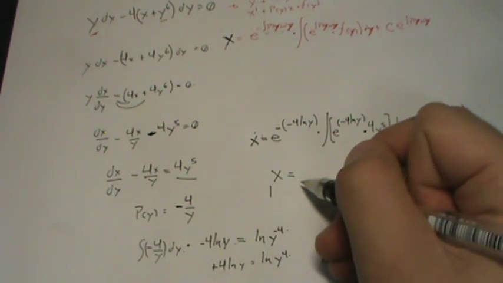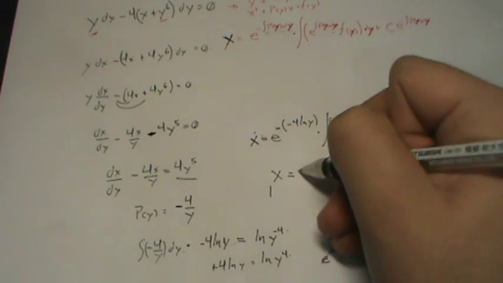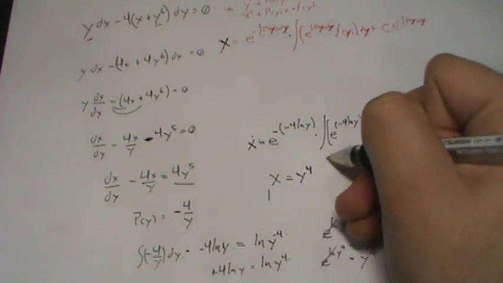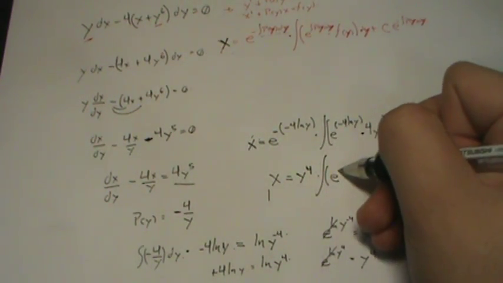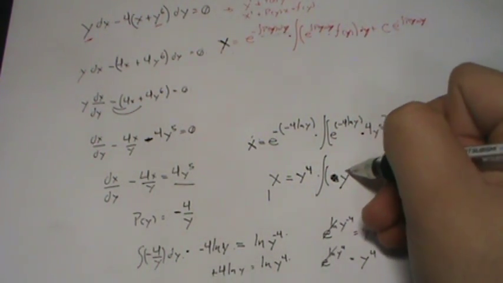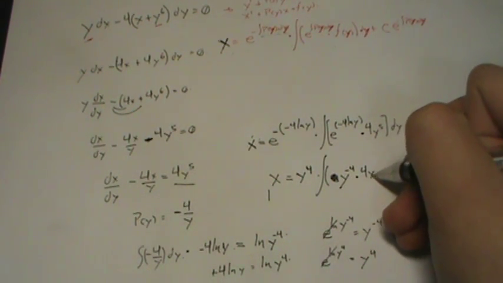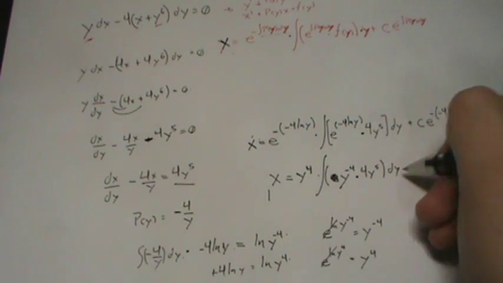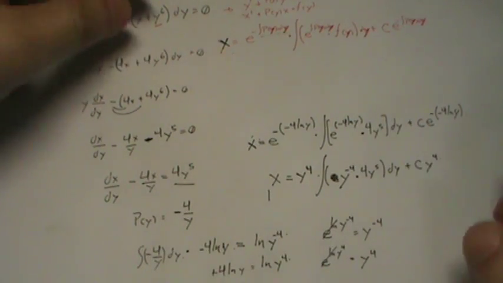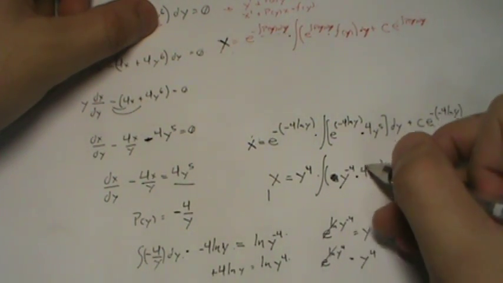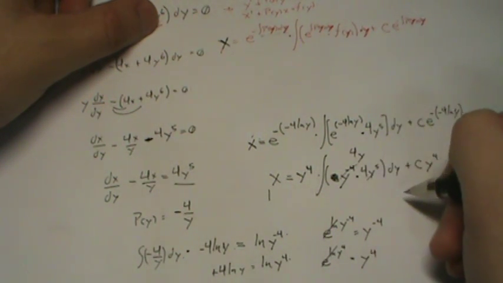So now here we have x is equal to this. It's a positive. So we have y to the 4th times the integral of y to the minus 4, right? Because we already cancelled, times 4y to the fifth dy plus c times y to the 4th. Now we solve these two and these cancel each other and we just have one y left. So this is the same as having 4y.